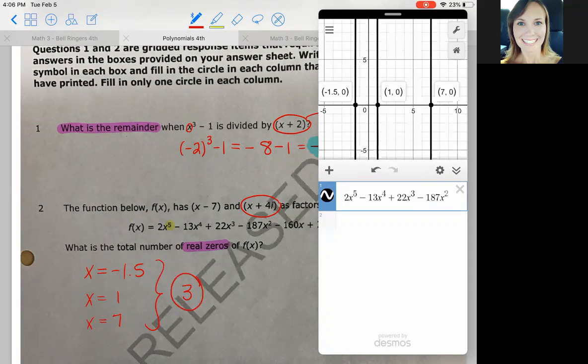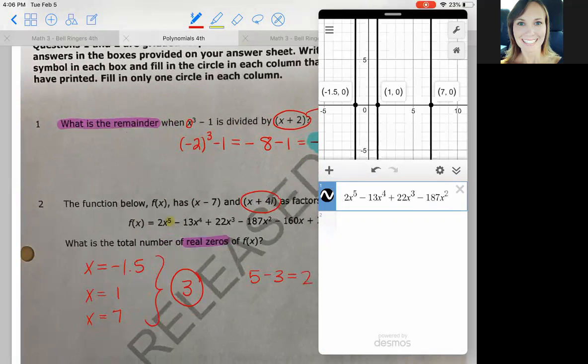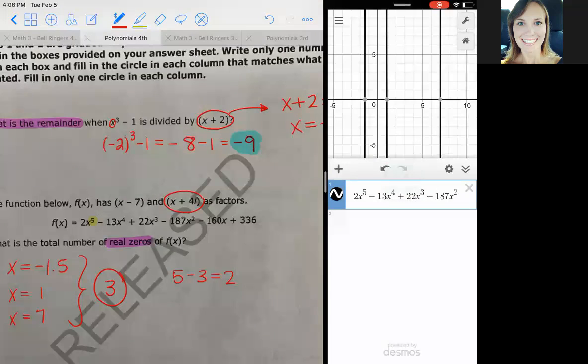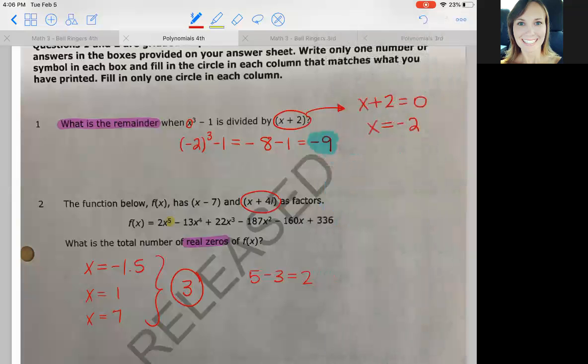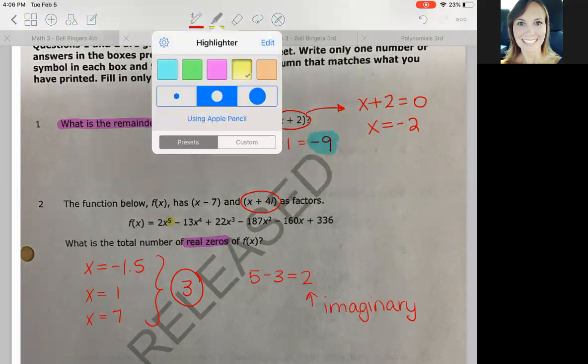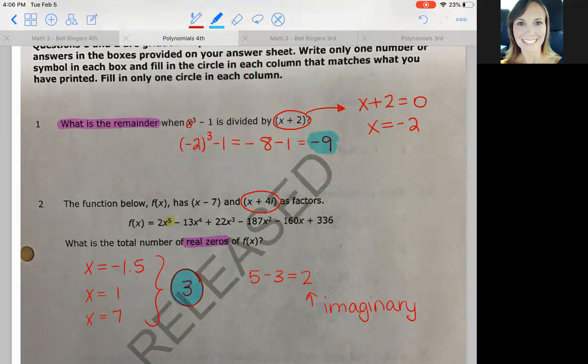If they ask me how many imaginary, I should be able to figure that out pretty simply because I can count how many real on my graph, and then I can subtract that from the 5 that I should have in total. And so I know if they asked me that I'd have 2, I'd have 2 imaginary. So my actual solution to this one is 3 real zeros.